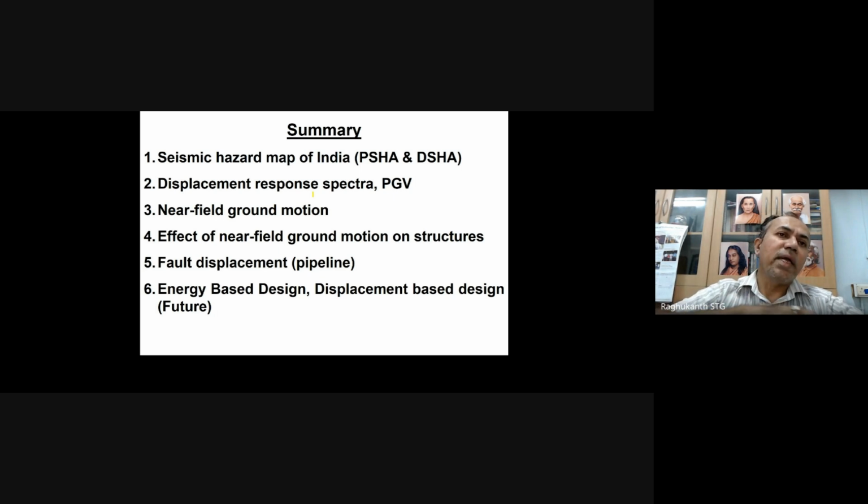And then for the future, as I told you, in the next 10 years or the next revision, you will be seeing energy based design spectra, and then displacement based design spectra. So these are all for the future. You will see some of these concepts maybe after the next revision of our IS code itself.